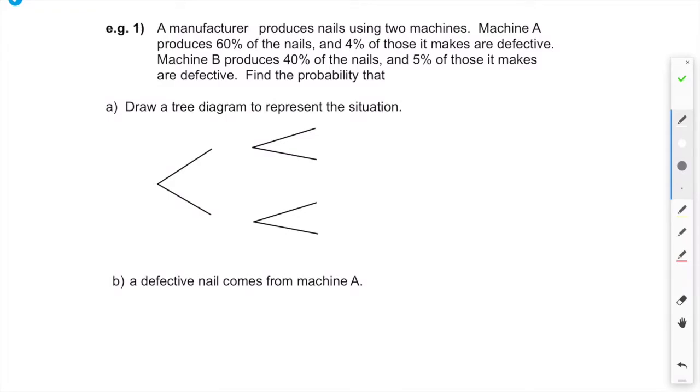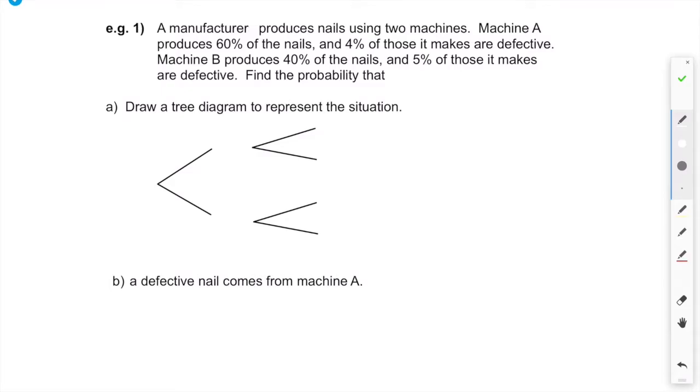Now let us look at example 1. A manufacturer produces nails using 2 machines. Machine A produces 60% of the nails and 4% of those it makes are defective. Machine B produces 40% of the nails and 5% of those it makes are defective. Find the probability that a defective nail comes from machine A. Okay, I should continue to part B.